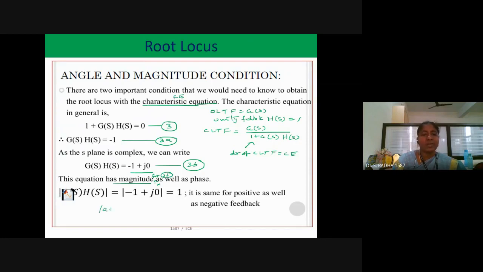When you make the magnitude of a plus jb, it is square root of a square plus b square. Here we have the magnitude of minus 1 plus j0, square root of 1 square plus 0 square, which is 1 here. Like this, it is calculated. And this is about the magnitude criteria. We are taking the modulus, so it is called the magnitude criteria.